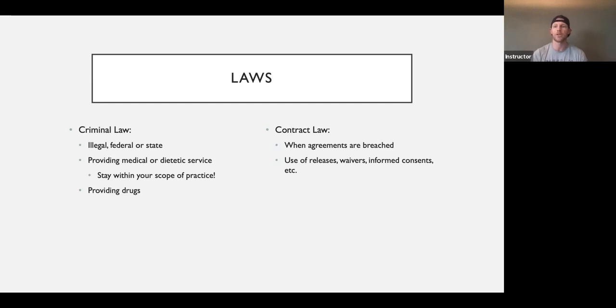What is your scope of practice? It's the weight training, the program design, those types of things. Don't provide drugs or anything like that, even if they're legal. Again, testosterone, steroids, hormone things, don't do that. It's not within your area. And then there's contract law, where agreements are breached. So use of releases, waivers, informed consent. So these are those forms that they filled out. You know, maybe they sign it for a certain number of sessions, right? That would be more contract law, less criminal law.